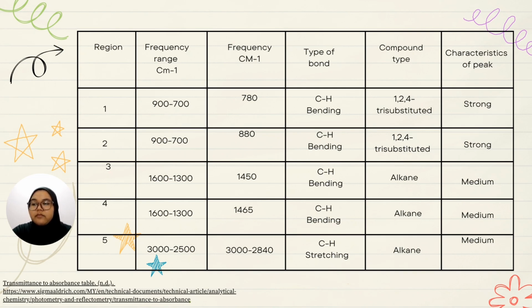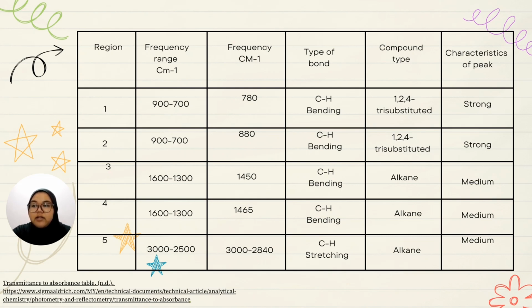Then next is still the same frequency range. It is between 1600 and 1300, and the frequency is 1465. So the type of bond is C single bond H and still bending, and the compound type is alkane, and the characteristic of peak is medium.